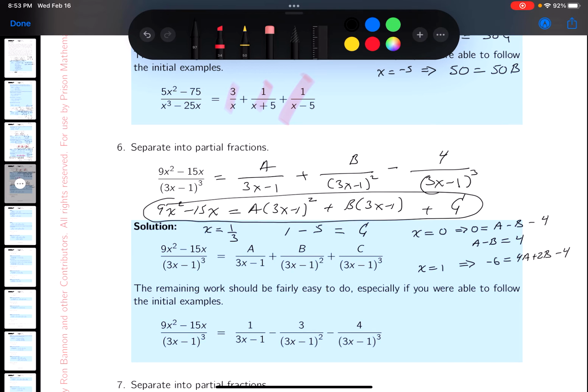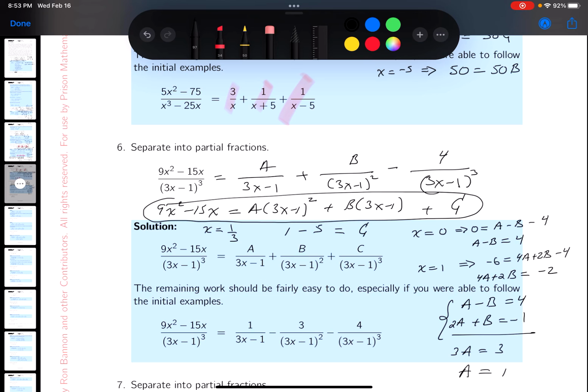Well, let's write this down. I'm going to write it down as 4A plus 2B equals, and I'm going to add 4 to both sides. You get minus 2. All right? I'm going to write these two equations down. The first equation is A minus B equals 4. The second equation I'm going to divide through by 2, and what do you get? 2A plus B equals minus 1. I'm going to add these together. You get 3A is equal to 3, and now A I know to be 1.